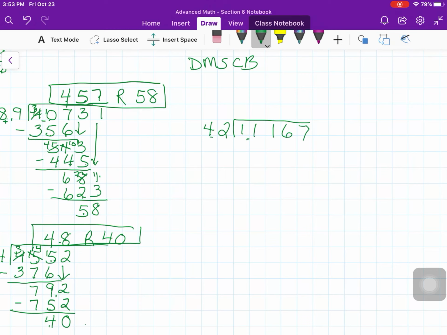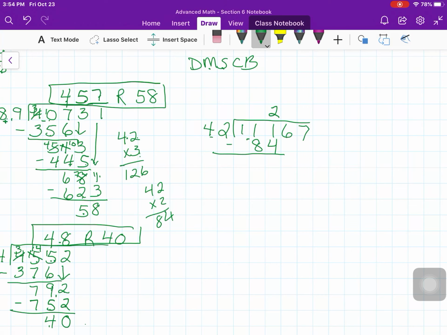4 into 11 would probably be 2 times, maybe 3 times. Let's try some different numbers here. Let's do 42 times 3. 3 times 2 is 6. And 3 times 4 is 12. Too big. So it's got to be 42 times 2, which is 84. So 42 goes into 111 2 times. Then I multiply, and 2 times 42, it's right here, is 84.